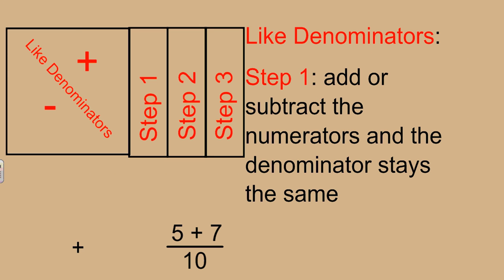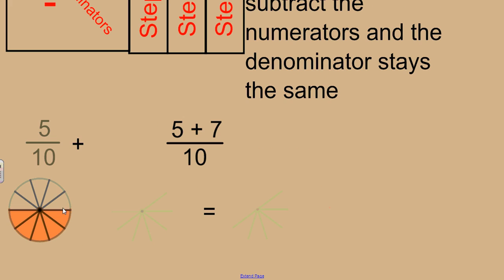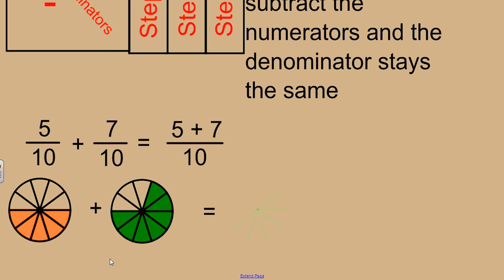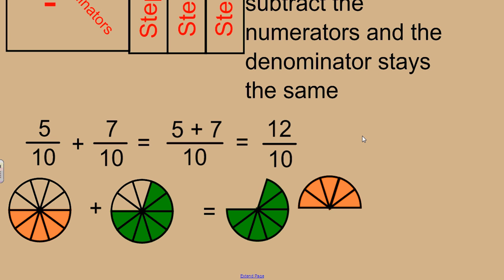First off, let's take a look at step number 1. When you're adding or subtracting fractions, you need to add or subtract the numerators, and the denominator will stay the same. So if we look at 5/10 plus 7/10, we would simply add the numerators, and the denominator remains 10 because the pieces will still be cut into the same size. And we end up with 12/10. So we get something like this. That's step 1.